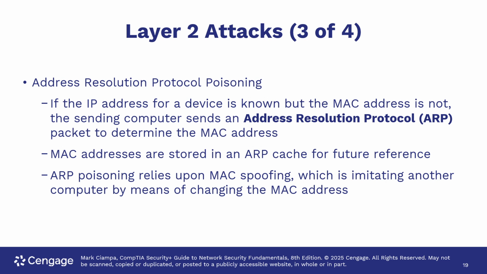So you have address resolution protocol poisoning, otherwise known as ARP poisoning. If the IP address for a device is known but the MAC address is not, the sending computer sends an address resolution protocol packet to determine the MAC address. The MAC addresses are stored in an ARP cache for future reference. ARP poisoning then relies upon MAC spoofing, which basically is imitating another computer by changing the MAC address.